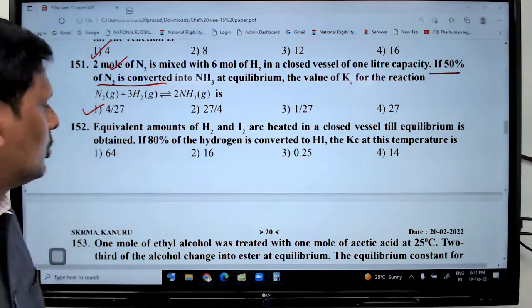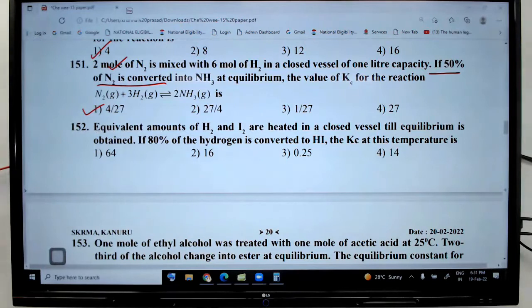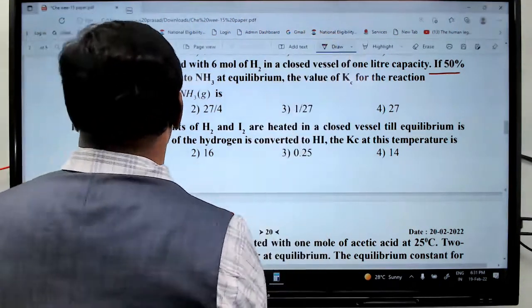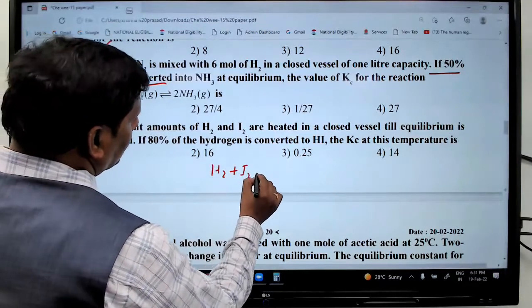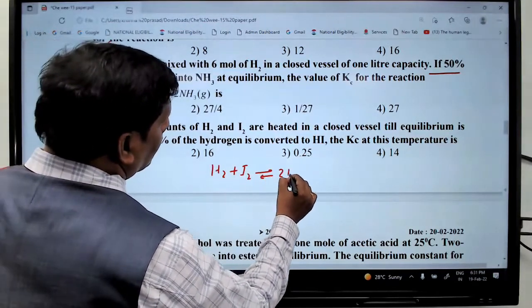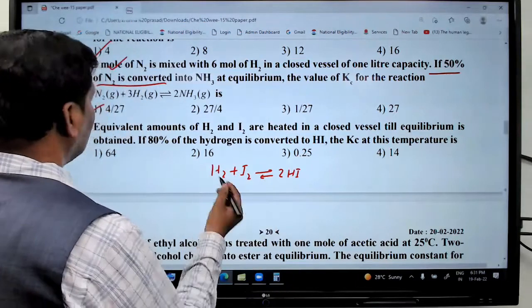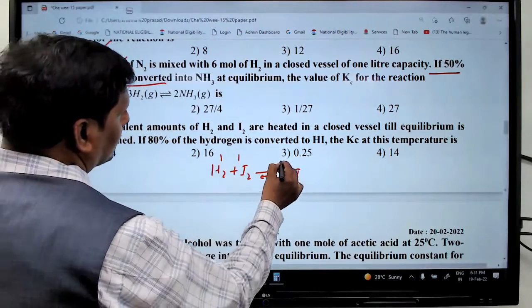अच्छा, equivalent amounts of H2 and I2 are heated in a closed vessel till equilibrium is obtained. If 80% of the hydrogen is converted into HI, what is the Kc for this temperature? All more or less same problem. H2 plus I2 gives rise to HI. Right? अच्छा, equal amounts means 1 mole I consider.